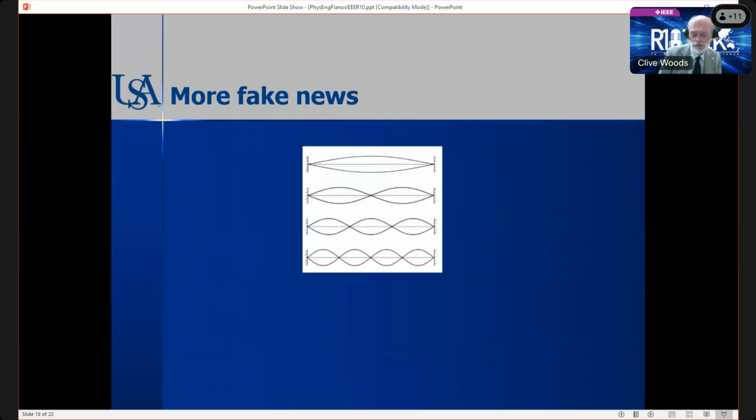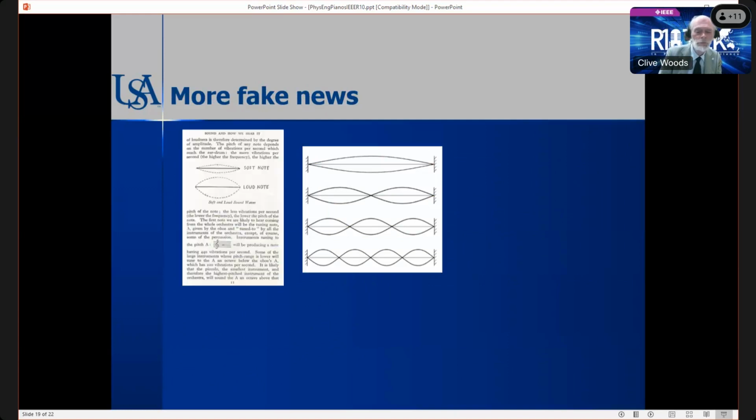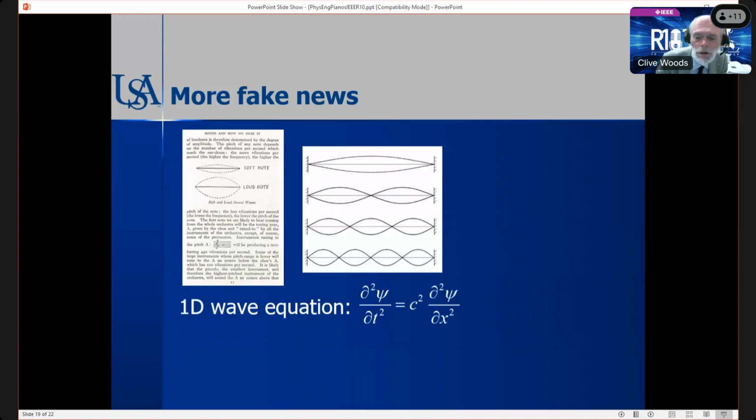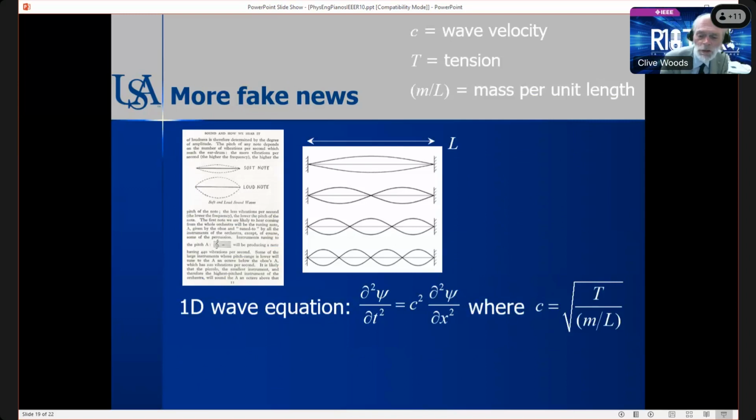Musicians like drawing diagrams like this of harmonics. We've seen that before. Here's a typical music book showing the difference between a soft note and a loud note. And I think musicians very often think that's precisely what strings do in a piano. Well, engineers know better. You probably know the wave equation if you've studied any amount of physics in college. That's a partial differential equation that tells us how much the wave displacement changes as a function of time and distance.